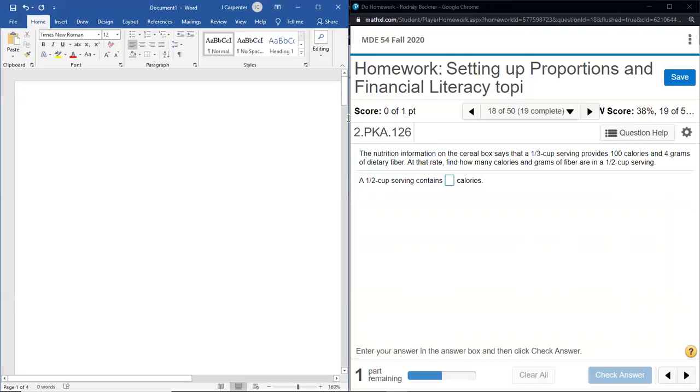So let's read this problem since it's a new day. The nutrition information on the cereal box says that 1/3 of a cup serving provides 100 calories and 4 grams of dietary fiber. So no specific cereal, 1/3 of a cup. When they say 1/3 of a cup, they're talking about in terms of weight, not actual liquid volume. That would be fluid ounces. There is a difference between cups of fluid ounces and cups in weight. So they say 100 calories for the 1/3 of a cup and also 4 grams of dietary fiber. So you scoop out 1/3 of a cup of cereal and you're getting this many calories, this many grams of fiber. At this rate, and when they use the word rate, that means everything's proportional. That's another keyword. Find how many calories and grams of fiber are in a 1/2 cup serving.